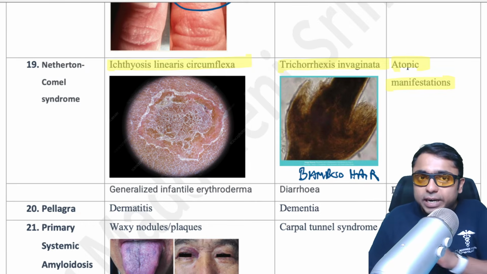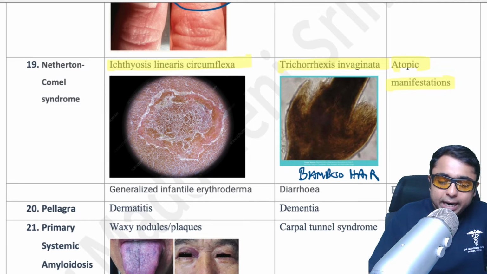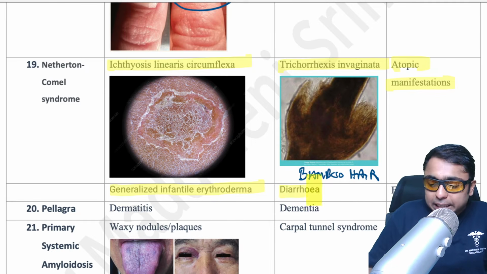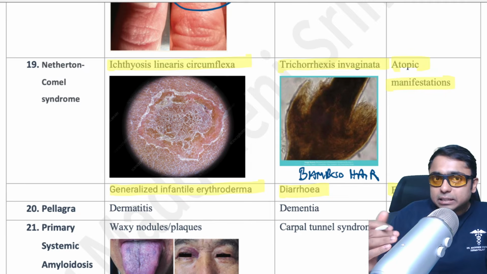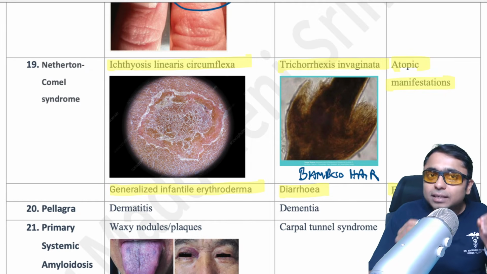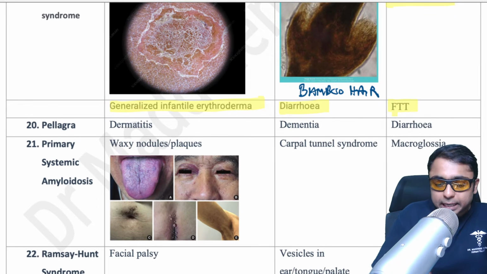Netherton-Comel syndrome, and in this there are two triads. So the triad which I told you just now is exclusively related to dermatology. There is one more triad. It was observed that the patients also have generalized infantile erythroderma, and there is diarrhea and also failure to thrive. So these three are also another form of triad which is seen in Netherton-Comel syndrome. So remember, Netherton syndrome was a previous dermatology related question.